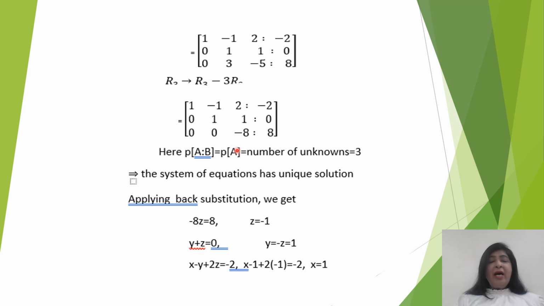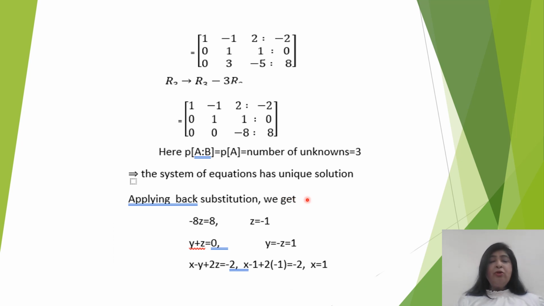Now you can see that the number of pivots is 3: 1, 1, minus 8. So the rank of A as well as the rank of the augmented matrix are both 3. And the number of unknowns, these are x, y and z, is also 3. So the rank of the augmented matrix, which is equal to the rank of A, is equal to the number of unknowns. All these 3 are equal. As these 3 are equal, this means the system of equations has a unique solution.